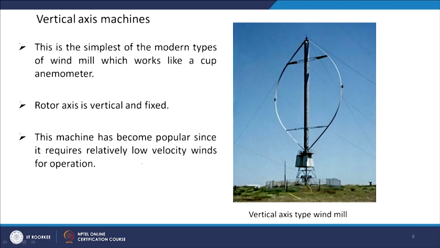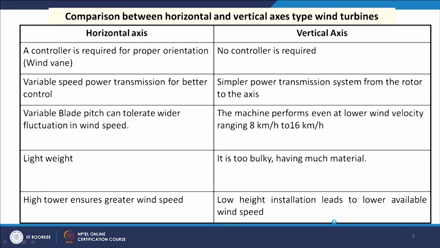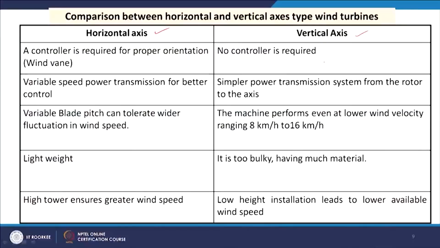So, low velocity of winds can even generate electricity by this type of machine, with respect to the horizontal axis windmill. Now, we will see the comparison between these two, horizontal axis and vertical axis machines. In case of horizontal axis, a controller is required for proper orientation. When the wind direction is changing, the direction of the rotor will also change by use of some controller. This is very important for horizontal axis machines, but in case of vertical axis it is not necessary, no controller is required because this is fixed.